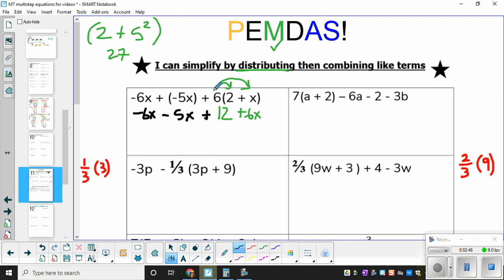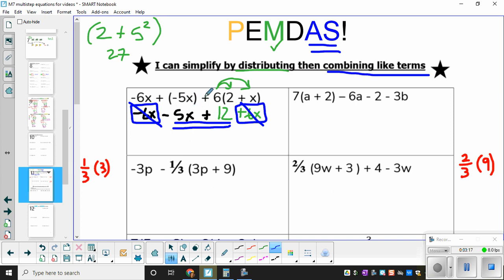Now at this point, since we've taken care of the multiplication, the distributive step, what we're ready to do is now the adding and subtracting, or the combining like terms. So when we're combining like terms for this one, I've got these negative 6x's. And you might realize also that they're going to cancel out with these positive 6x's. So negative 6x actually cancels out with positive 6x. And right here, we're left with the simplified expression. So negative 5x plus 12 would be the final answer for this one.